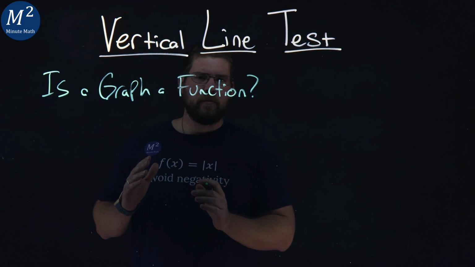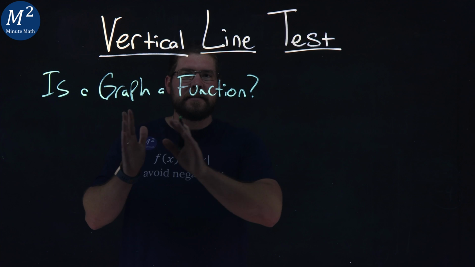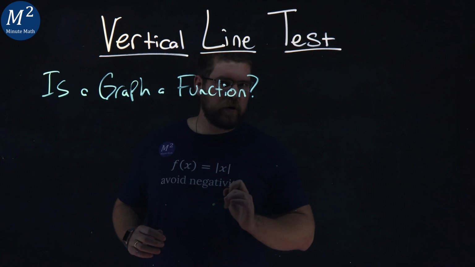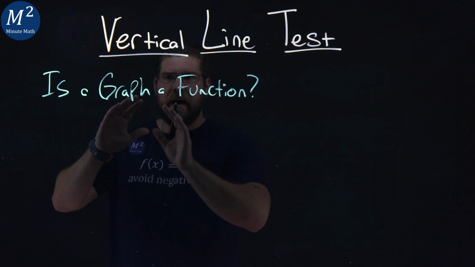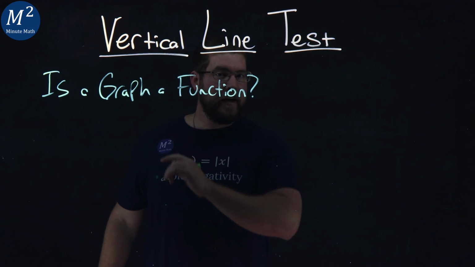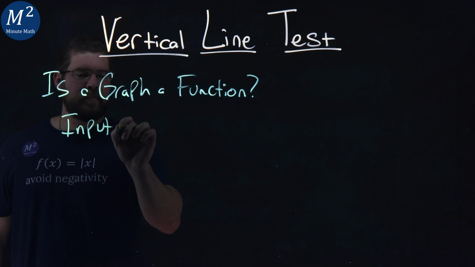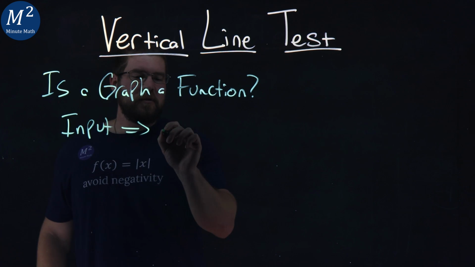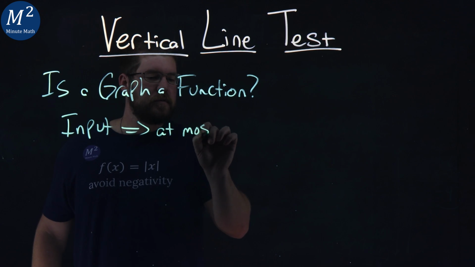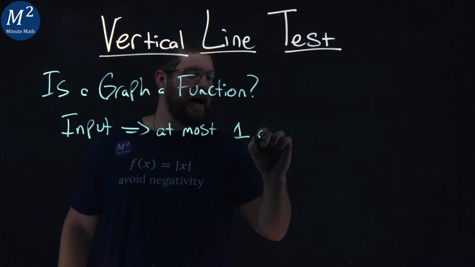To do this, we look at the inputs and the outputs. The rule for the vertical line test tells us that a graph is a function if an input value goes to at most one output.